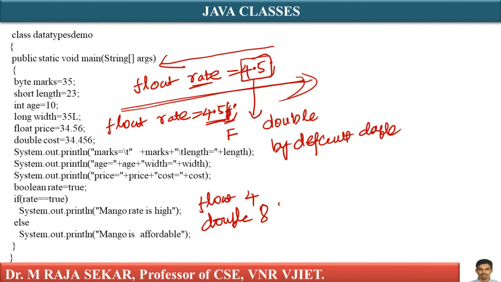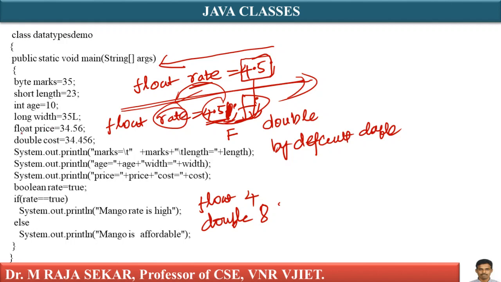If it's without f, it feels that it's double, and it will be treated as 8-byte size. You are trying to store 8 bytes in 4 bytes, so it will generate an error. But once I write 4.5 with small f or capital F, it will not generate any error. Why? Because if you suffix with small f or capital F, it will be treated as a float. Since 4.5f is a float, and this rate variable is also float type, I am storing a float type value in a float variable. In that case, an error message will not be generated.